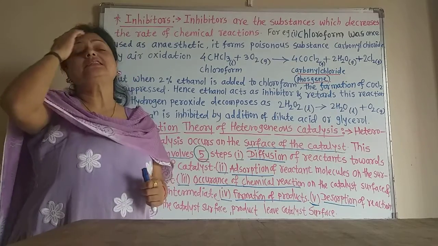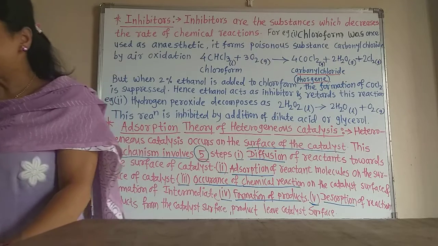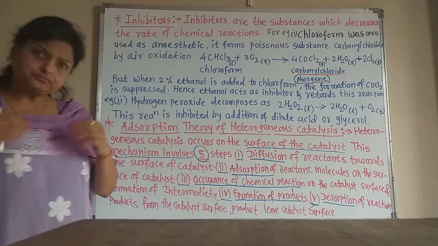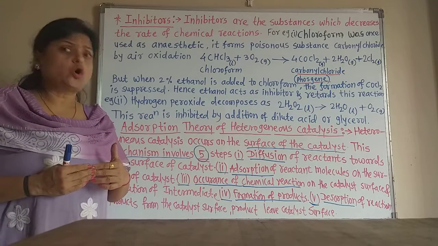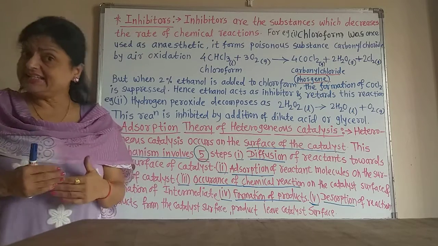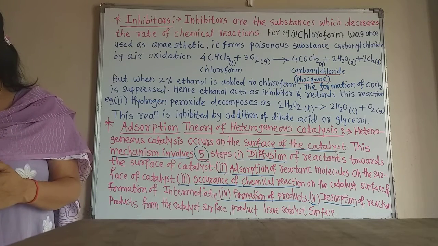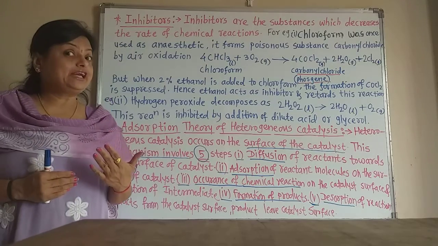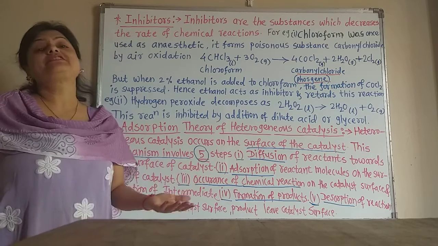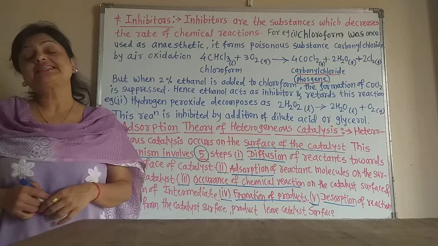So these 5 steps always occur in heterogeneous catalysis. Which are those 5 steps? First, the diffusion of the reactant gas or liquids on the surface of the catalyst. Then in the second step, the adsorption of the reactant gases. In the third step, the intermediate formation. In the fourth step, the product formation, and in the fifth step, the desorption of the products. Now this is about heterogeneous catalysis.